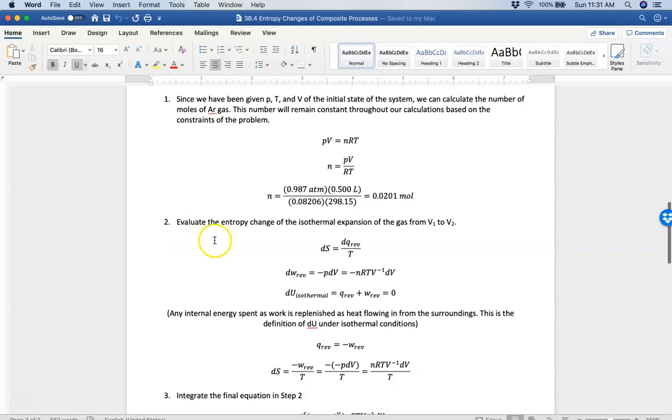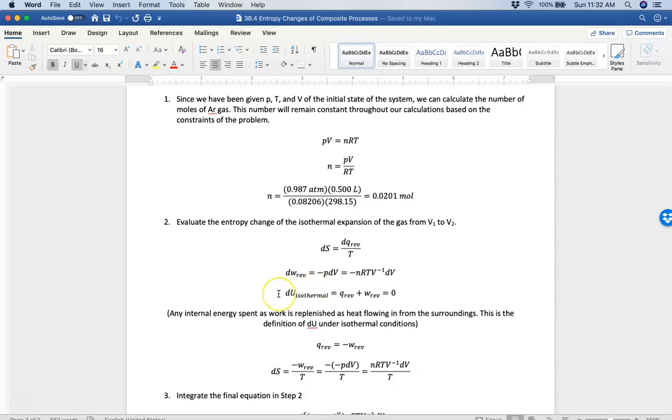If we're going to evaluate the entropy change of the isothermal expansion of the gas from V1 to V2, we can start with the definition of entropy: dS equals dq rev over T. For reversible work, dw is equal to negative P dV. If we substitute in the ideal gas law for P, we get negative nRT over V dV. We actually chose the constraints: this is going to be an isothermal expansion, so we're not changing temperature.